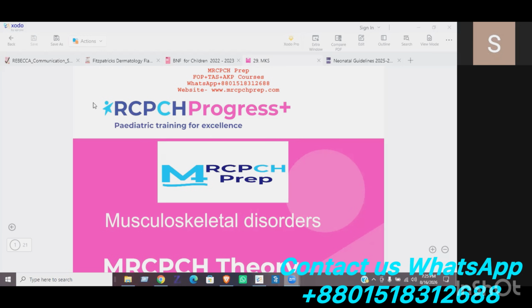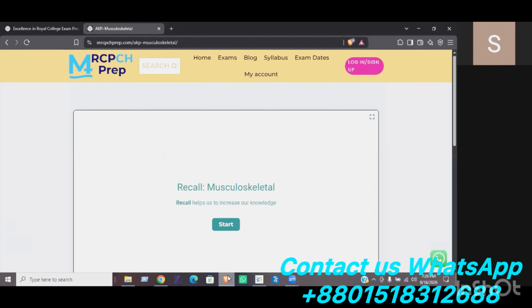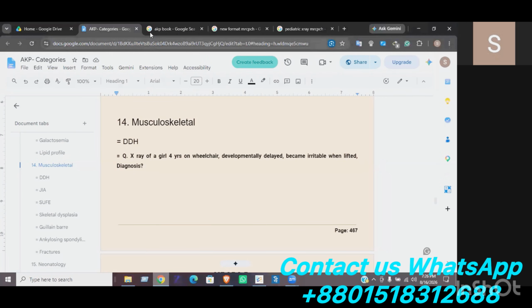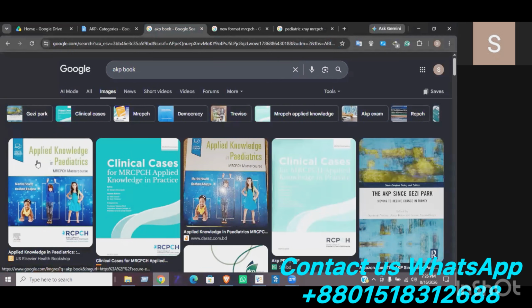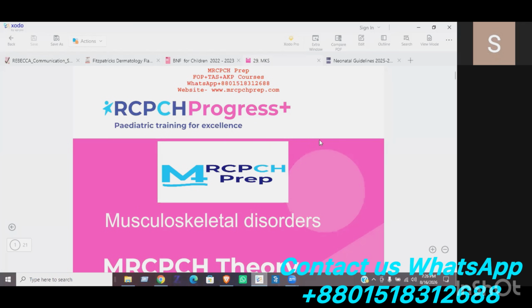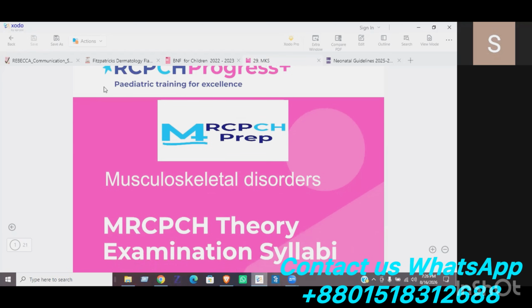And we follow this book. This is the book Applied Knowledge in Paediatrics, the MRCPCH Master Course. This is the RCPCH recommended book to prepare for the MRCPCH Part 2 exam. Let us start. This is our slide. First of all, a brief of musculoskeletal disorders.